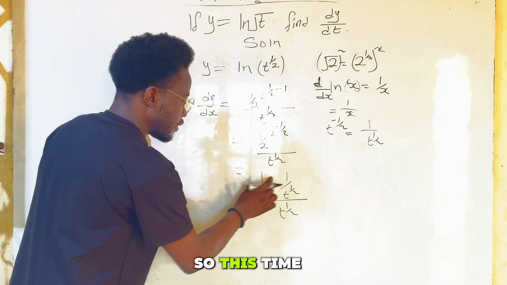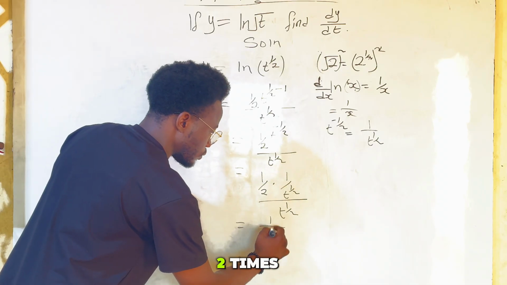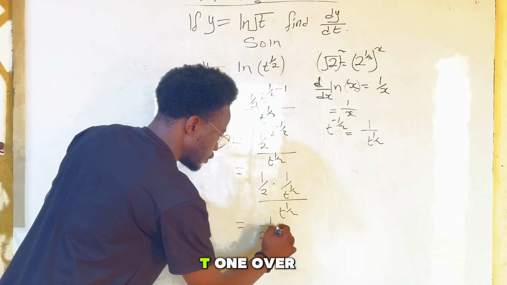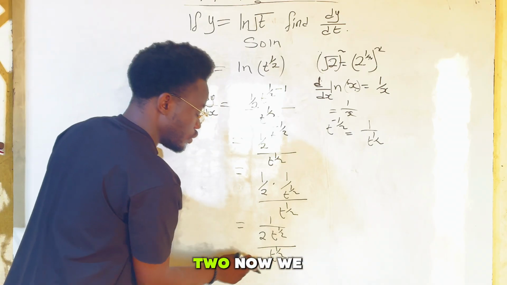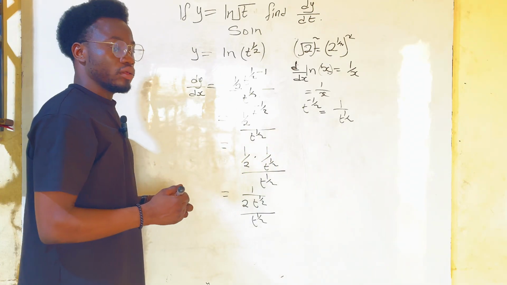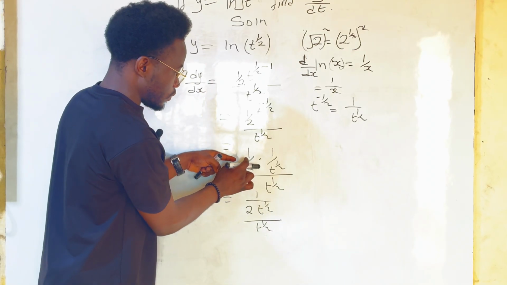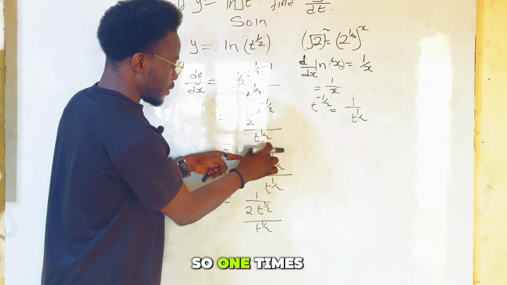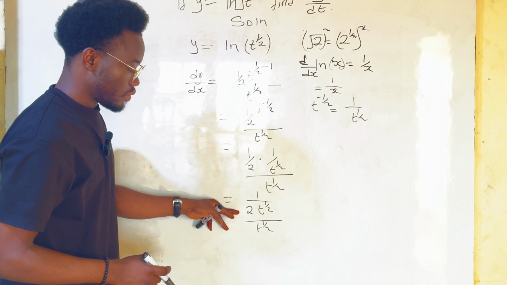So this times that will give me 1/2 times 1/t^(1/2) all over t^(1/2). Now we can reciprocate this. So we have just rewritten this in this form. Remember, this is what is transformed into this one transformed with this. So 1 times 1 and 2 times that. Then we have this function.